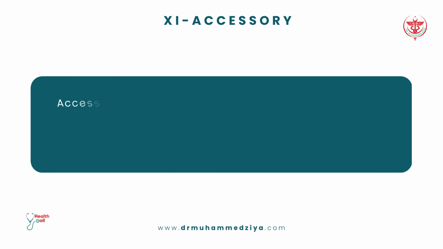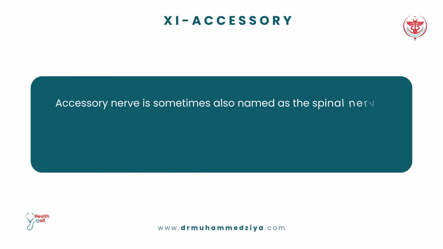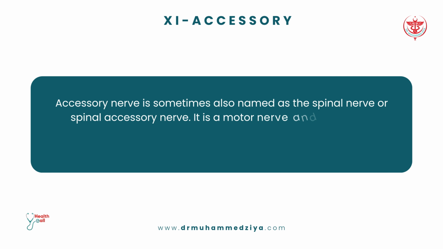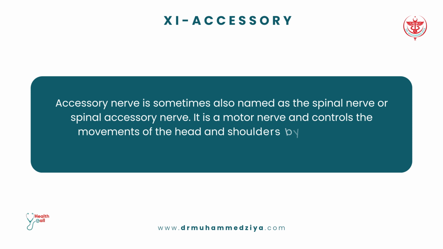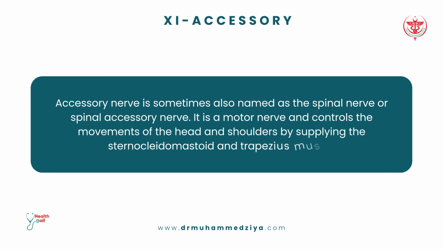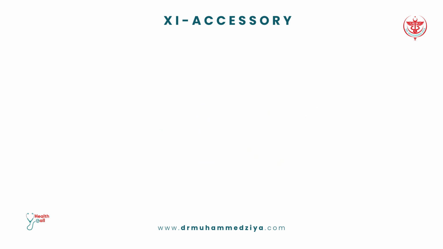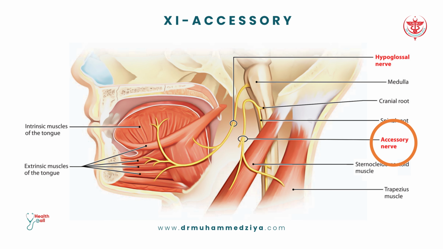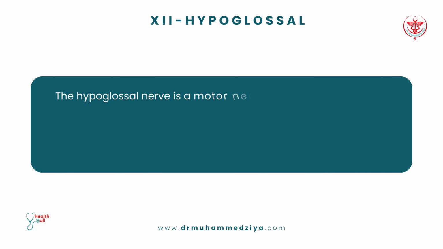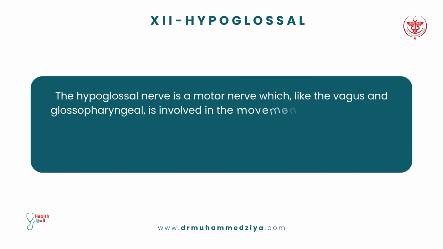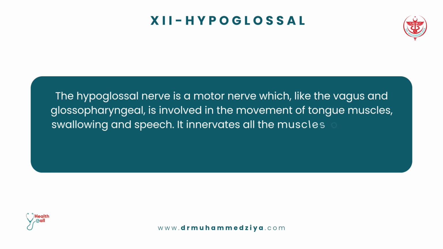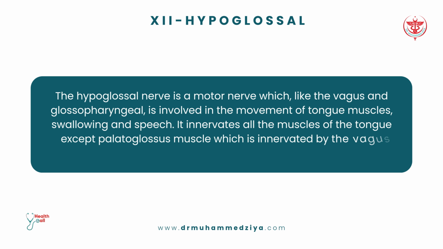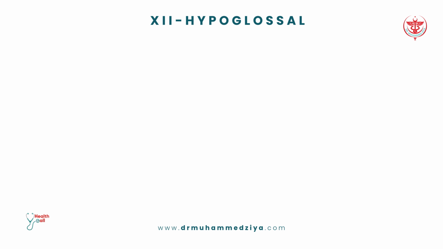11. Accessory. The accessory nerve is sometimes also named the spinal nerve or spinal accessory nerve. It is a motor nerve and controls the movements of the head and shoulders by supplying the sternocleidomastoid and trapezius muscles. 12. Hypoglossal. The hypoglossal nerve is a motor nerve which, like the vagus and glossopharyngeal, is involved in the movement of tongue muscles, swallowing, and speech.